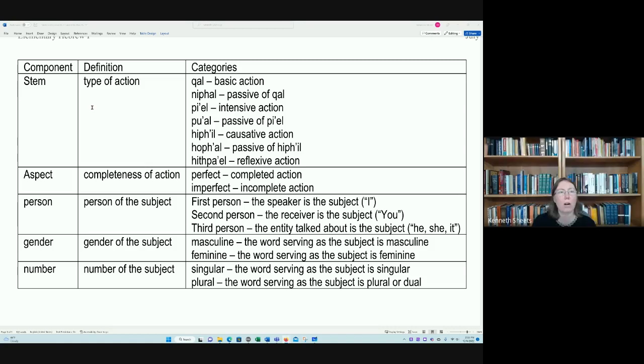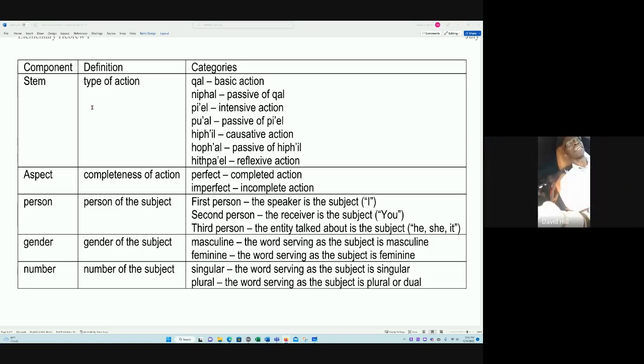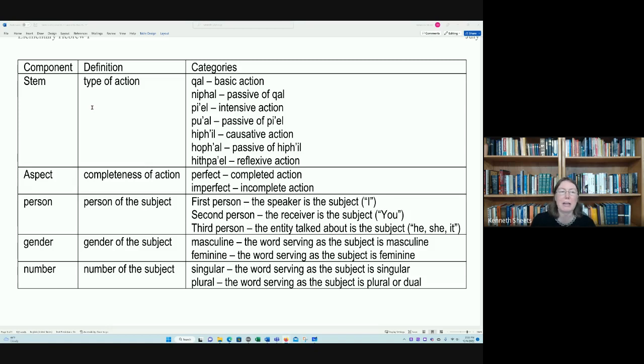So when we are talking a little bit about Hebrew verbs here, in English, we have what we call tense, where we're especially focused on the time and the type of action. Hebrew is not so much concerned with time as it is concerned with the type of the action. And so we call those stems. And these stems are divided into 7 different types.